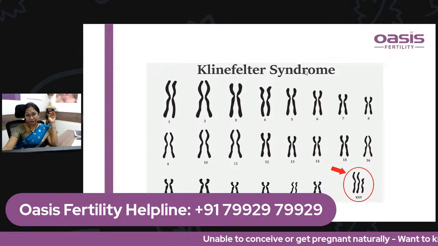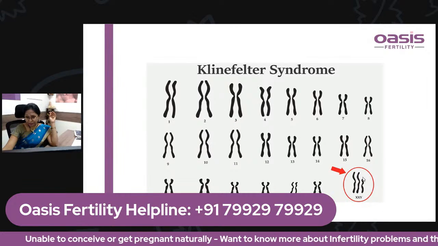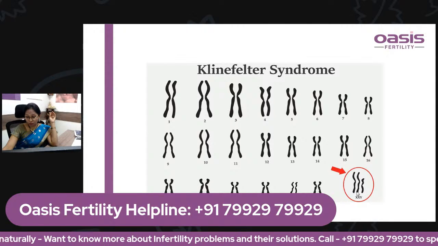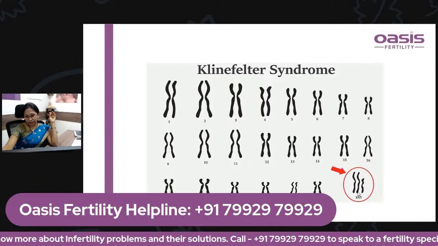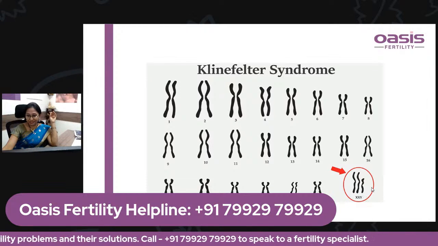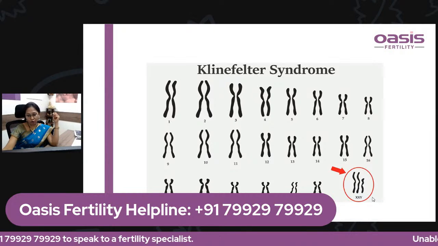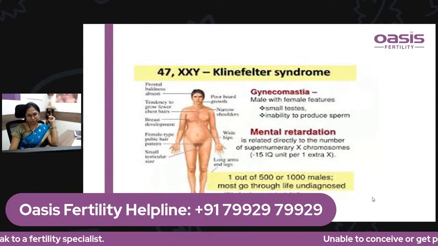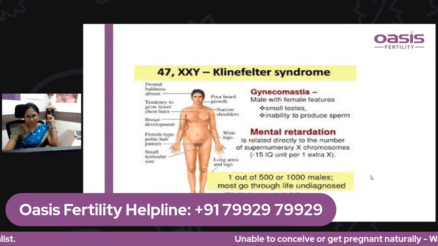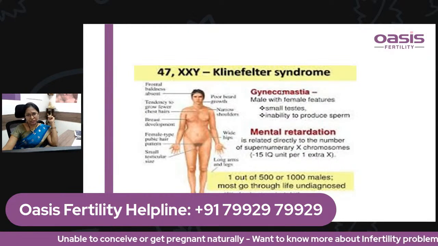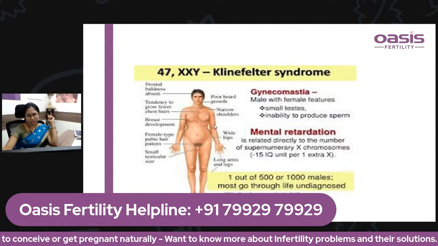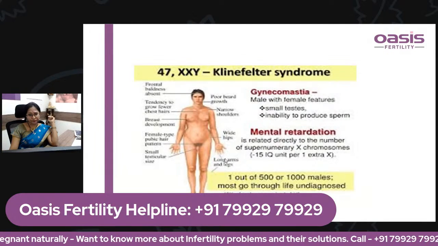So this is how the karyotypic analysis looks: XXY. Usually in the male, it should be XY. Here there is an extra X chromosome getting attached to the XY. That is how the chromosomal variation happens, and that leads to all these problems in the affected male person: reduced muscle tone, gynecomastia, mental retardation. All these features we can observe.